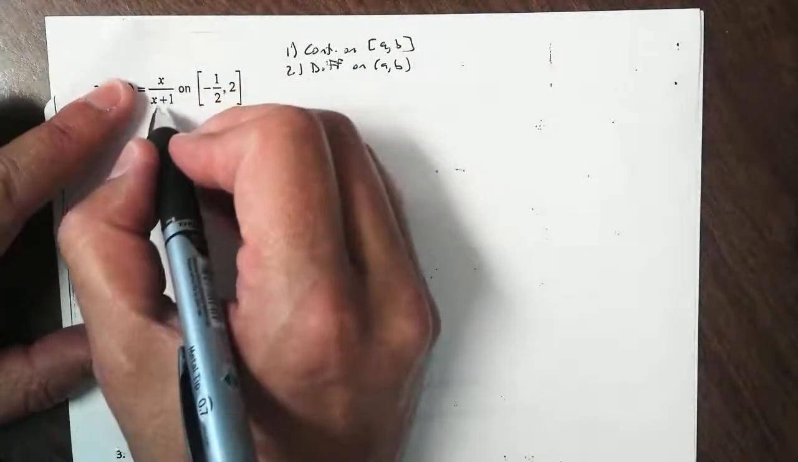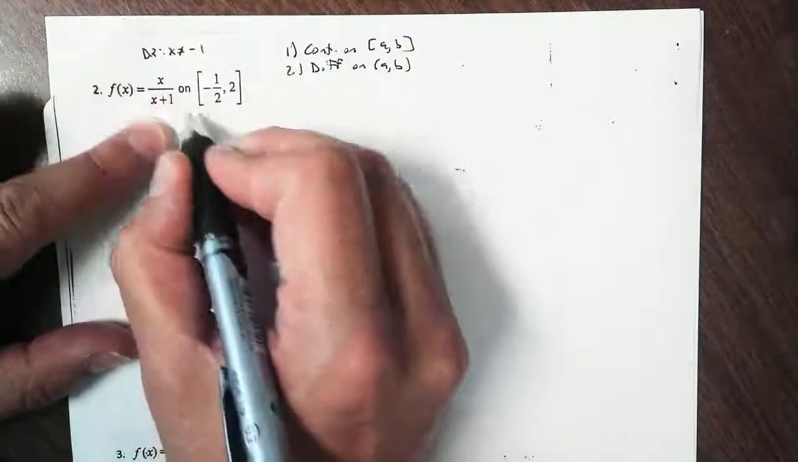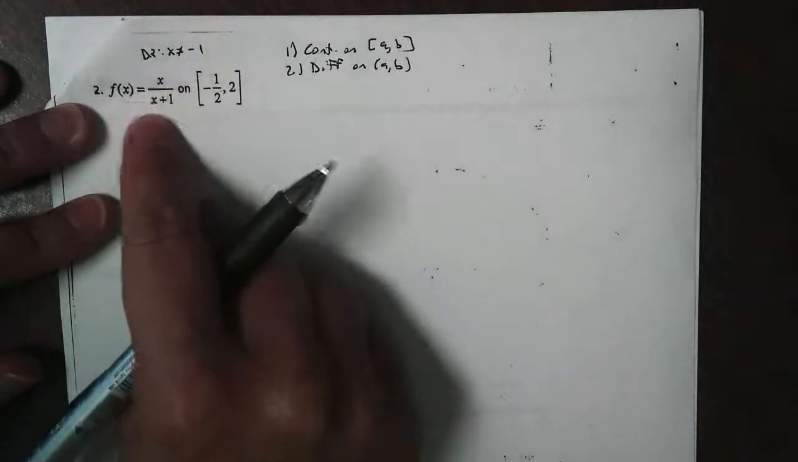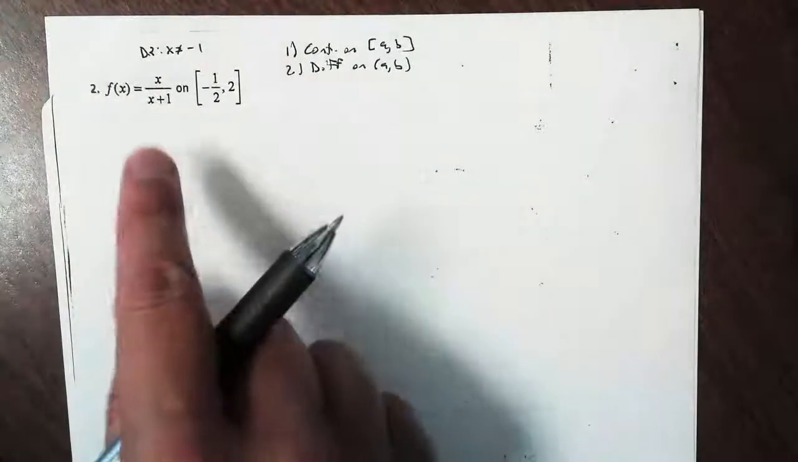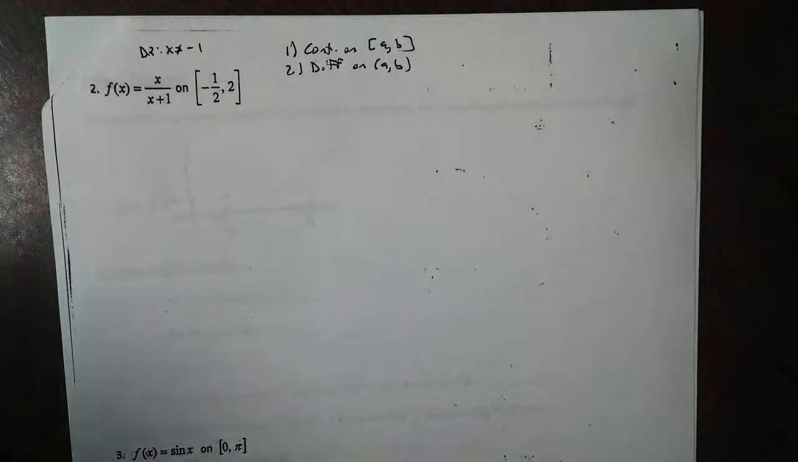well, I know that the function is not continuous at -1. I do have a domain restriction, x can't equal -1 there. But that's outside of my domain. So this function will be continuous on this domain. And differentiable as well, because there's no bumps or holes or jumps or asymptotic behavior in that domain as well.